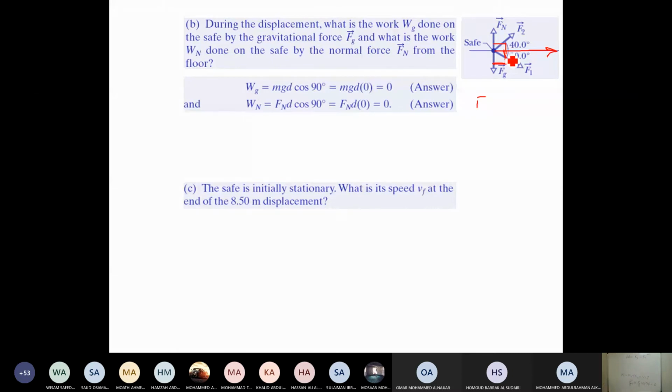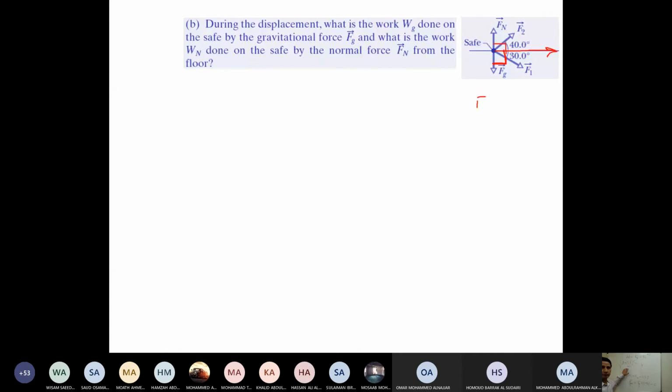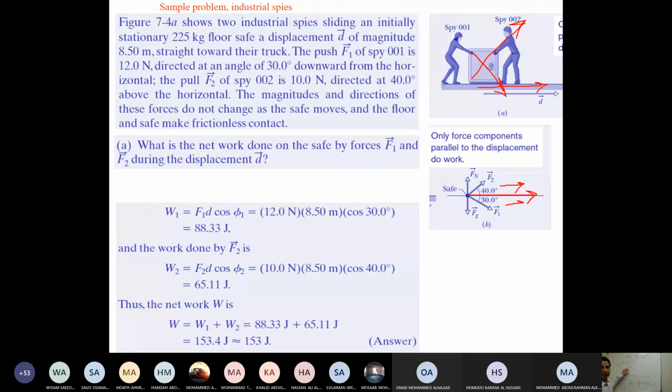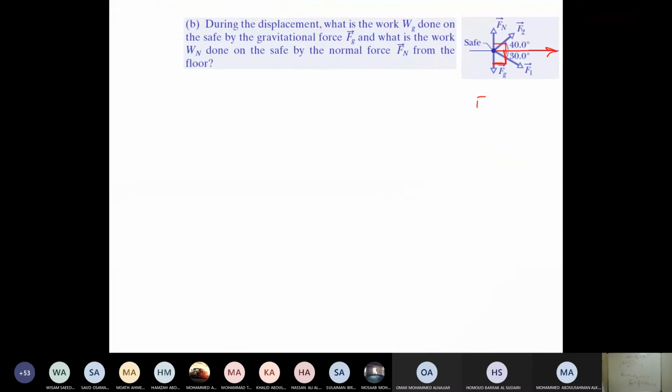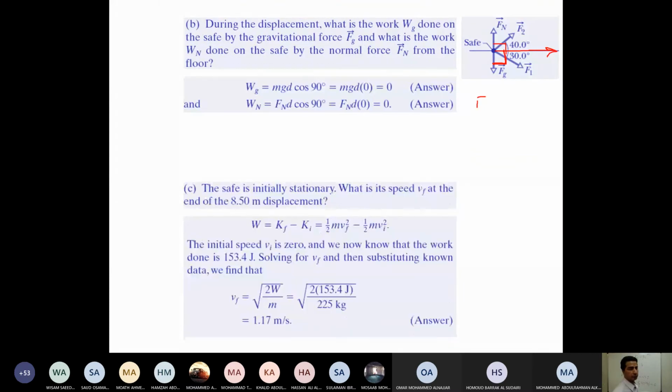And at the end of the journey, how much is the kinetic energy? So the total work is equal to the final energy. So 153 joule is equal to the final energy, which is half m vf square. In order to determine the final speed, you multiply both sides by 2 and divide by the mass of the safe, and you will be left with this. At the end, you need to take the square root in order to get the final speed. The mass of the safe is also known from the previous case, which is 225 kilogram. Once you put that, it will give you the final speed. Everything is known.